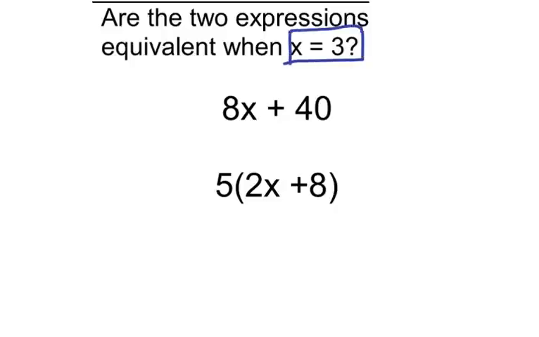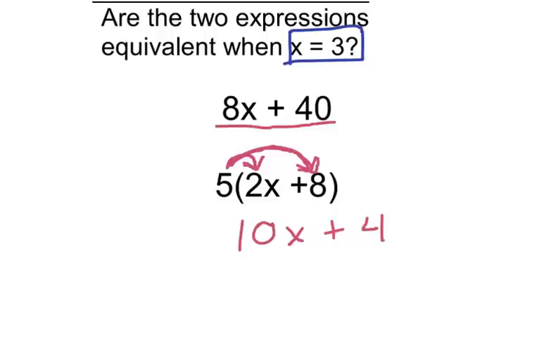All right, well, this one here looks pretty simple already, so let's not worry about that one. Let's do this one and distribute the 5 to everything inside here. Okay, so 5 times 2 is 10, so we have 10x. And then we have 5 times 8, which is 40, so we're going to have plus 40.